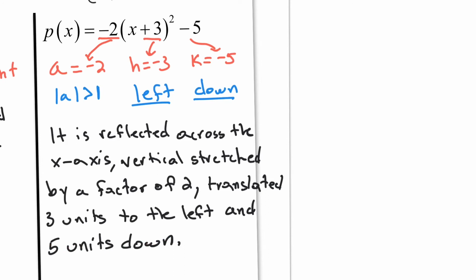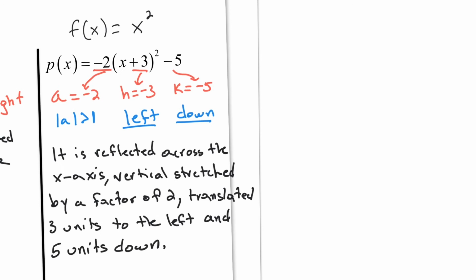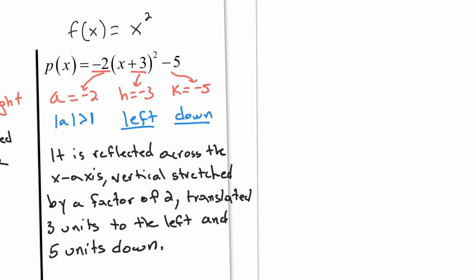But when you put everything together, this is how the graph is transformed. So let me show you guys the parent function again here. So what I'm trying to say is this function, x squared, was transformed by reflection across the x-axis, vertical stretch by a factor of 2, and it's translated 3 units to the left and 5 units down.